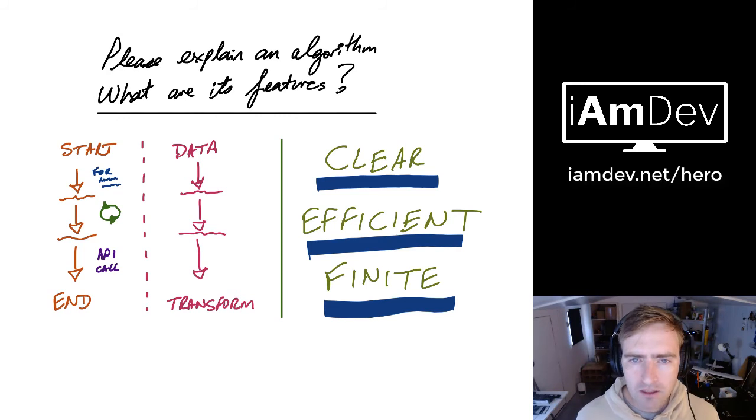Now, if you were answering these questions in an interview, again, you don't have to explain it the way I do. It's enough to say the algorithm needs to be clear so other developers can read what's going on, including myself 6 months from now. It needs to be efficient, so I don't use more CPU cycles than are necessary, or RAM. And it needs to be finite. So we have an in, we have an out, and it's clear to everybody.